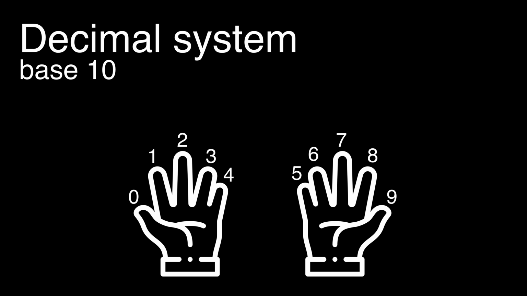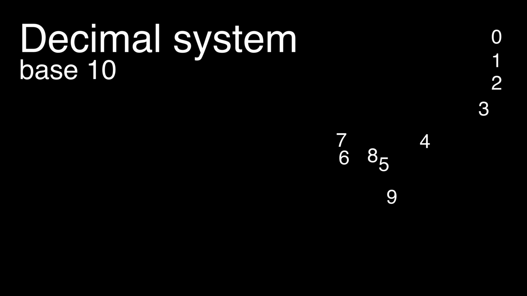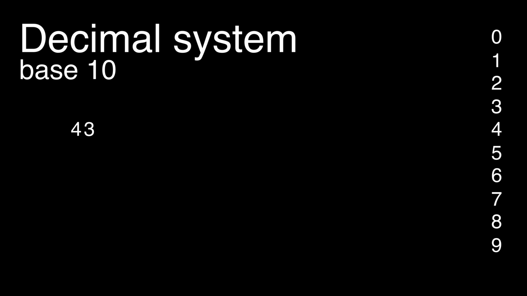Notice how this is from 0 to 9 and not 1 to 10, because 10 is a combination of 1 and 0. The best way to understand this is with an example. Let's take the number 43. Now I want you to think of the two parts of this number, the 4 and the 3. We can easily see that 43 is 40 plus 3. But do we really understand what this means?